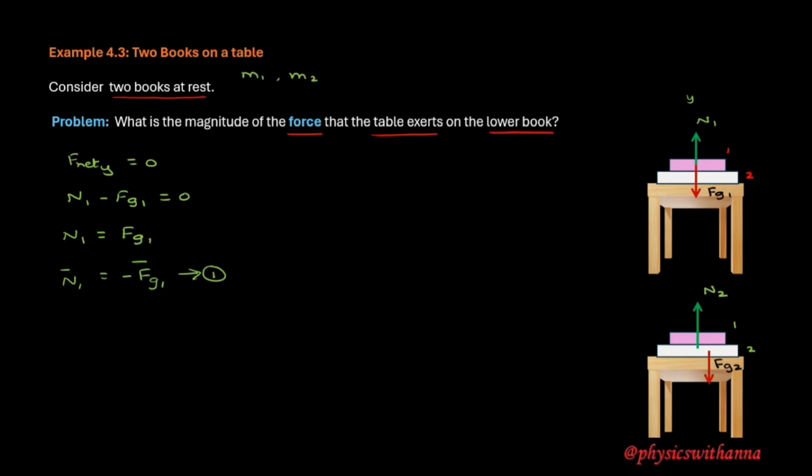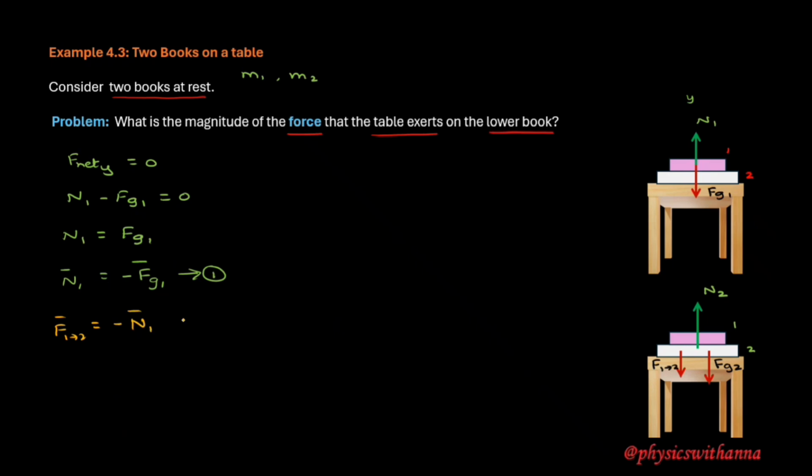Now since book 2 was supporting the weight of book 1, it exerted a normal force on 1. From Newton's third law, book 1 will exert an equal and opposite force on book 2. So there is a force on book 2 because of 1, which I will call F1 on 2. And this force is equal in magnitude but opposite to the normal force which book 2 exerts on book 1. So I can write F12 to be equal to the negative of the normal force on book 1.